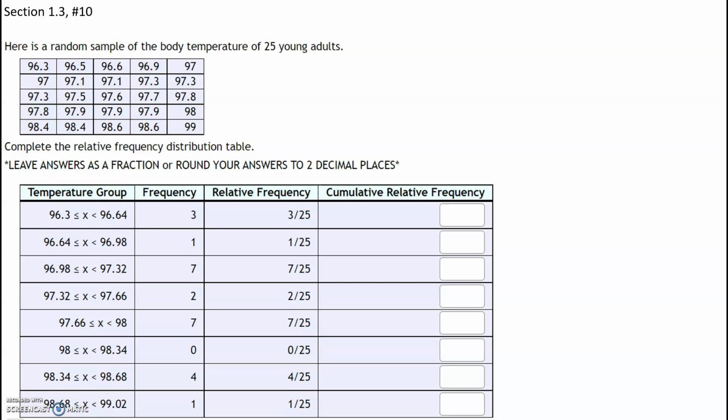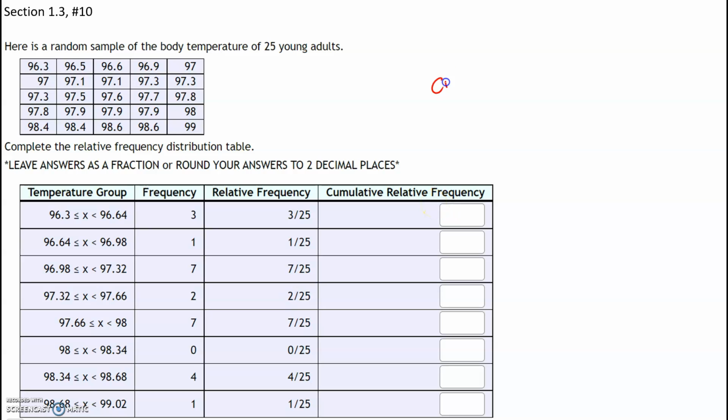This question says, we have a random sample of the body temperatures of 25 young adults. Now these temperatures, we don't really care about, because they already gave us all the frequencies here. To get a relative frequency, we take our frequency and divide it by the total number of values. They even gave us that. We have 25 values, therefore the relative frequency is going to be 3 over 25, 1 over 25, etc. Now we want to know what a cumulative relative frequency is.